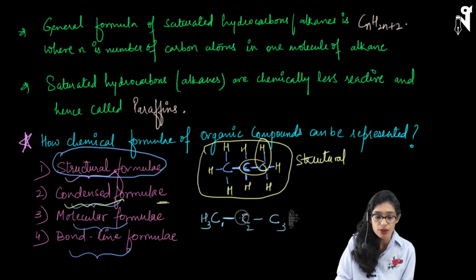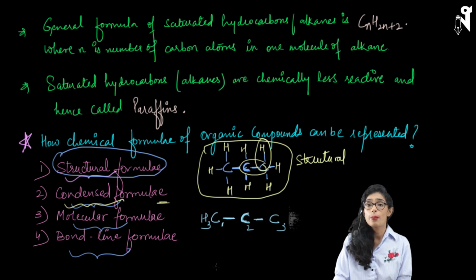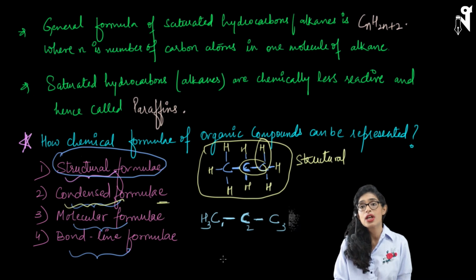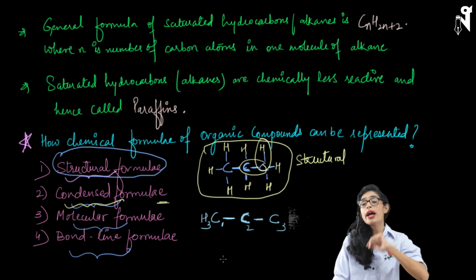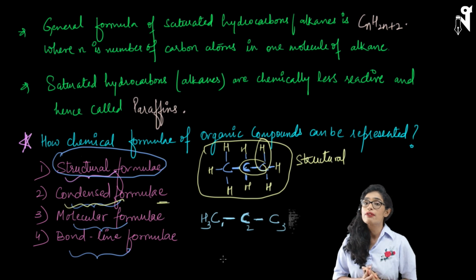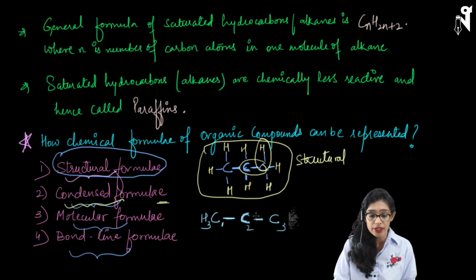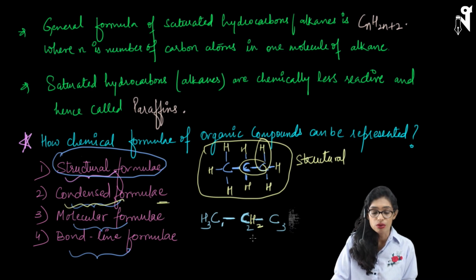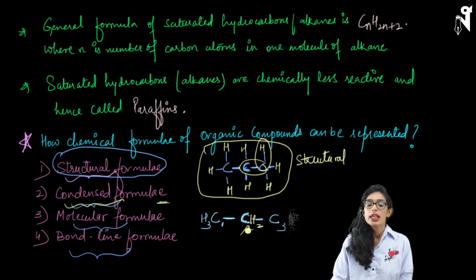Similarly, look at carbon 2. It has already made two bonds, so basically only two valencies are left unfulfilled. If I take two hydrogens, both of these valencies will get fulfilled, and I can write it as CH2. Ignore this 2, it was just to number the carbon. Now come to carbon 3. Again, it has made only one single bond over here.